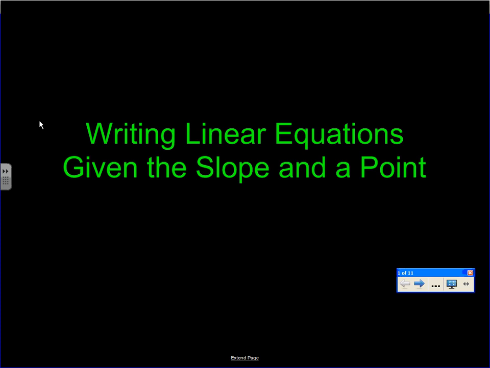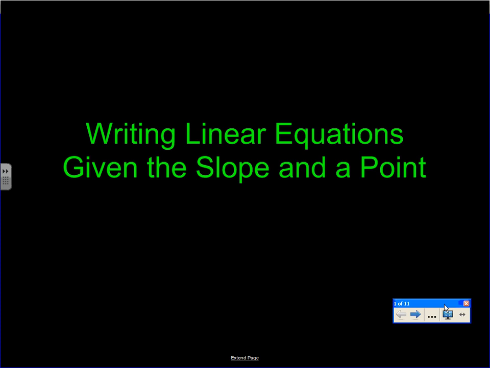In the section that we're going to be working on today, we're going to learn how to write linear equations when we are given the slope and a point on the line.